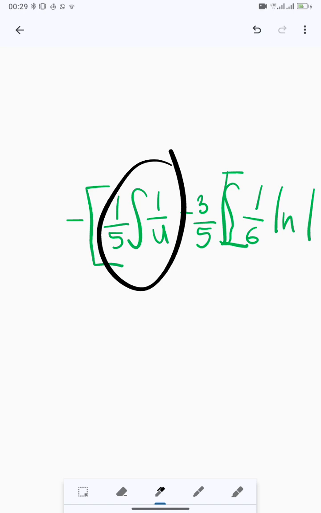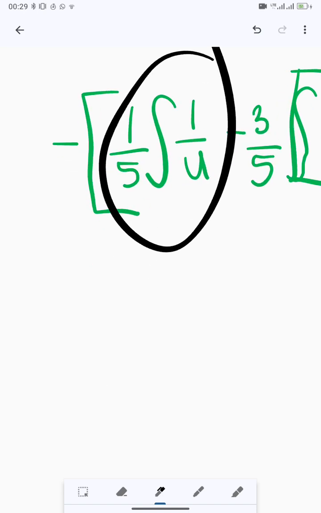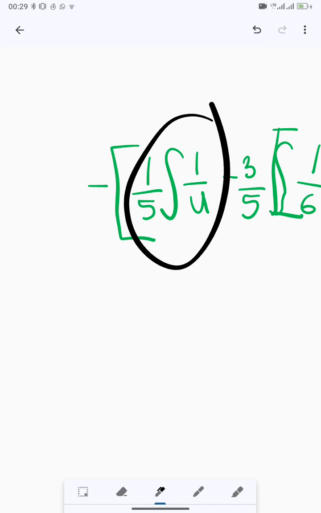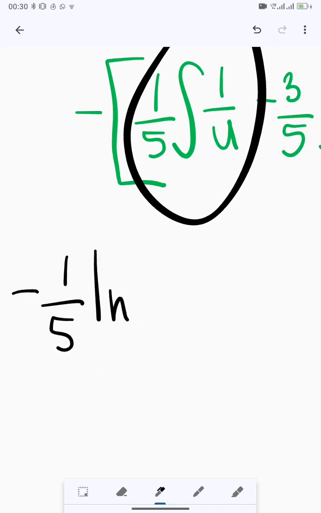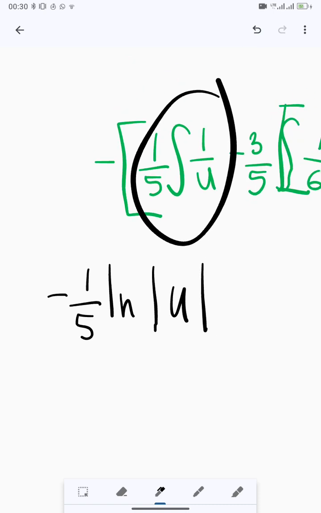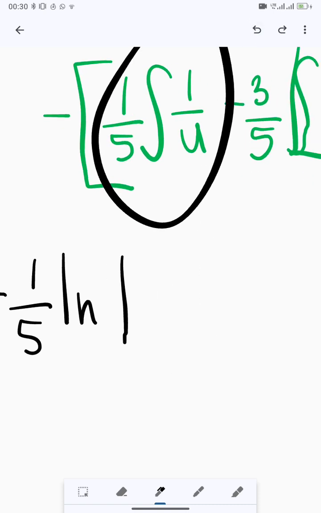So maybe let me distribute this negative 1 over 5. If I distribute the negative 1 over 5, you know the integral of 1 over u is simply ln absolute value of u. So that will be negative 1 over 5 multiplied by ln absolute value of u. Remember that we agreed that u is equal to cot x, so let me go ahead and replace u with cot x so that we clean up.